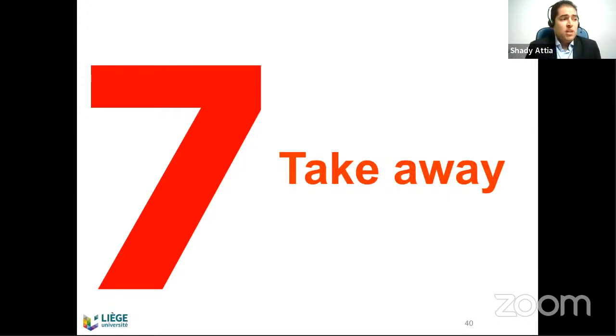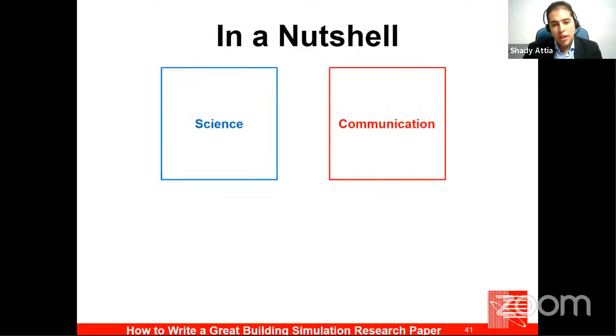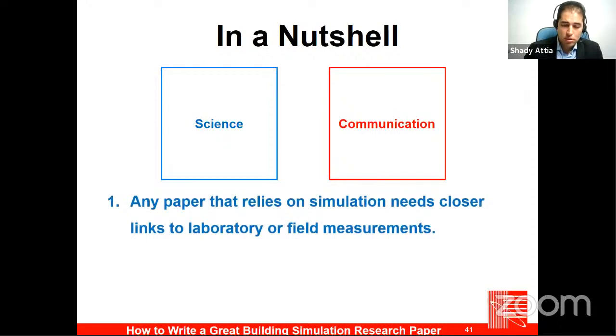Voila, I think I'm done with the presentation. Some takeaway messages before we have some discussion, or if you have comments. Well, in a nutshell, a conference paper has a communication component and a science component. Any paper that relies on simulation needs closer links to laboratory or field measurement. Try to establish this link and talk about it.